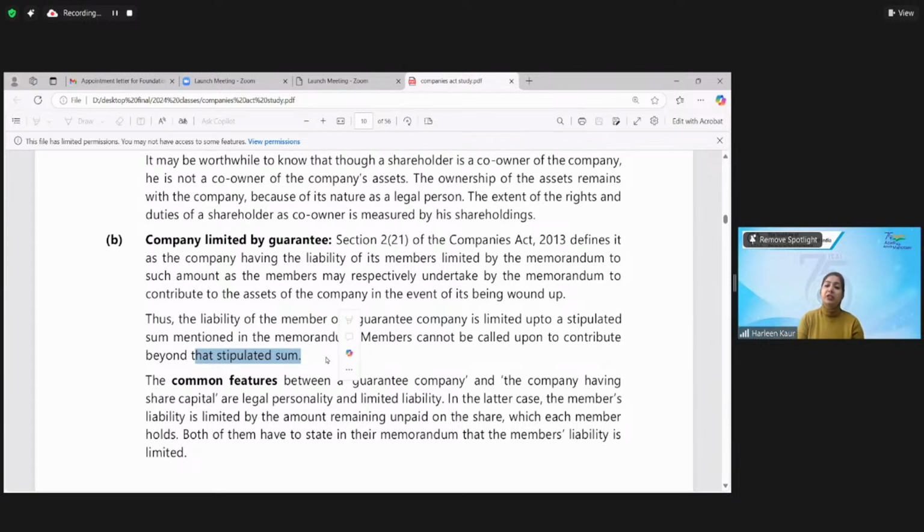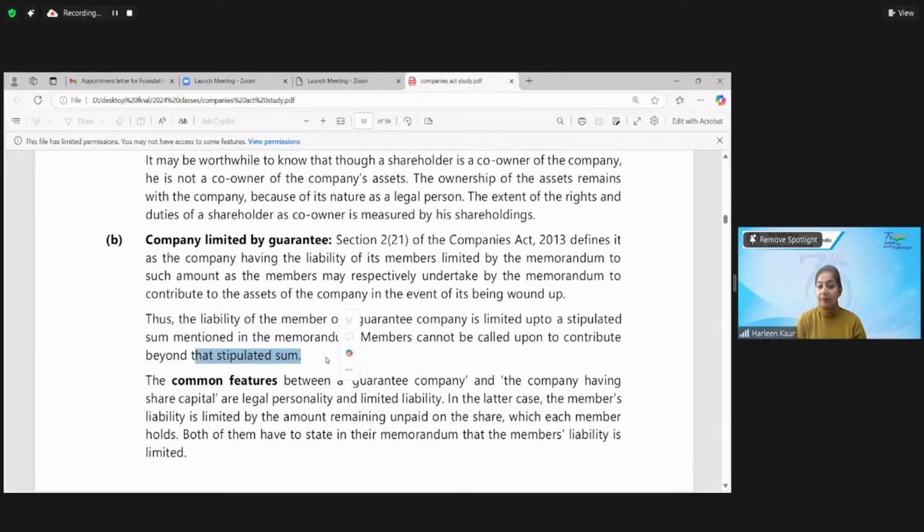What is the meaning of guarantee, children? I have given you a guarantee that if Mr. B buys goods from you and fails to pay, Harleen ma'am is acting as a surety. She will pay on behalf of Mr. B. So this is the guarantee that I gave, up to rupees 5,000. So tomorrow if he fails to pay 50,000, I am liable only for rupees 5,000, the guarantee that I've given.